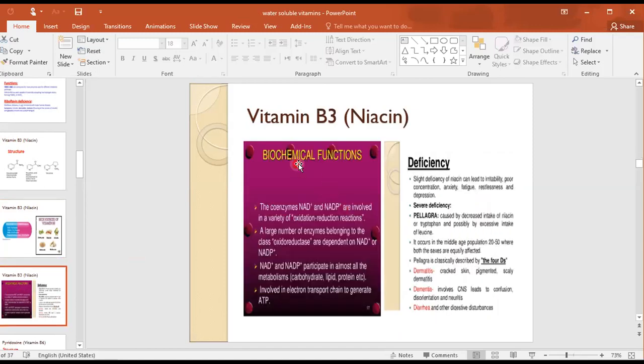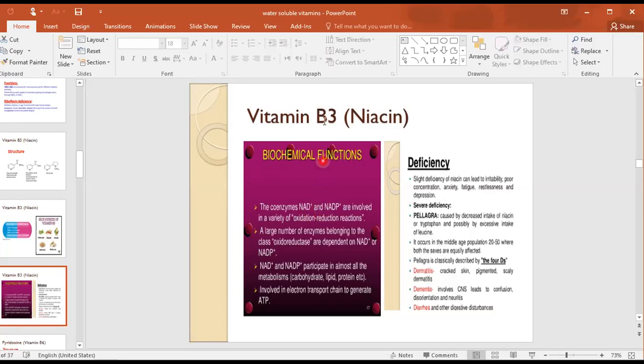طيب what about the biochemical functions of vitamin B3 or nicotinic acid? It produces two important coenzymes which are NAD and NADP. Both play a very important role as hydrogen carriers. They act with oxidoreductases in oxidation reduction reactions. They act as hydrogen carriers, and they are very important in the metabolic process producing energy.